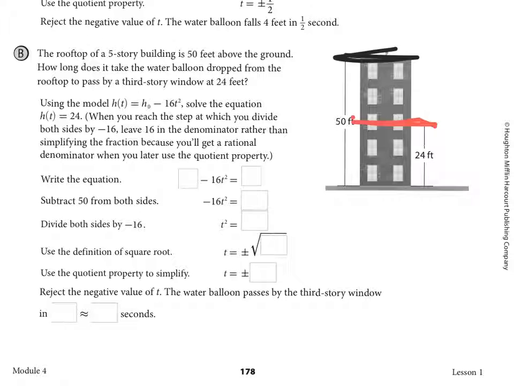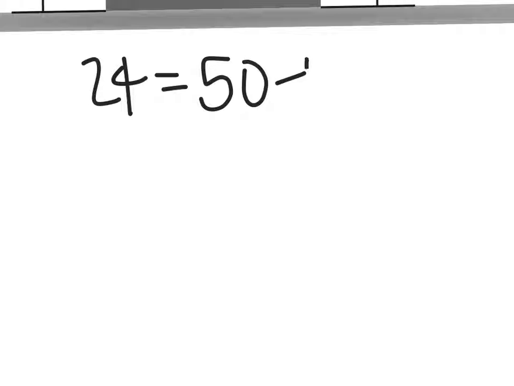So thankfully they've told us what to do. What is my initial height here? What is h naught? 50, because that's where we're dropping it from. And then they were nice and told us that h of t equals 24. So we're going to rewrite that. You can try and use those boxes, but I don't like them because they're too small and I can't write in them. And I get 24 equals 50 minus 16t squared. And I need to solve this.